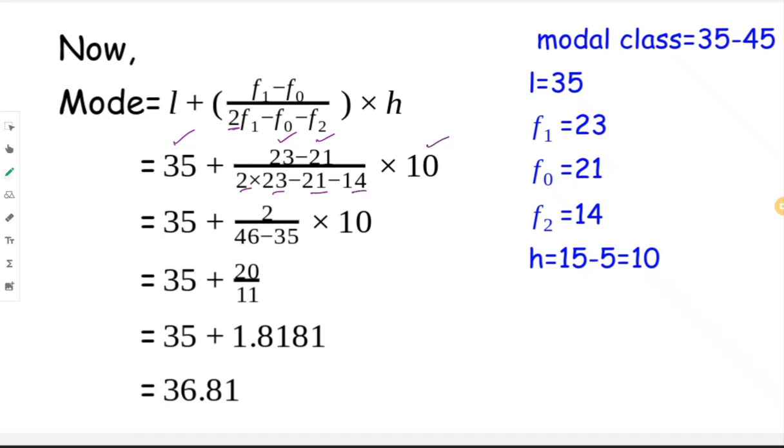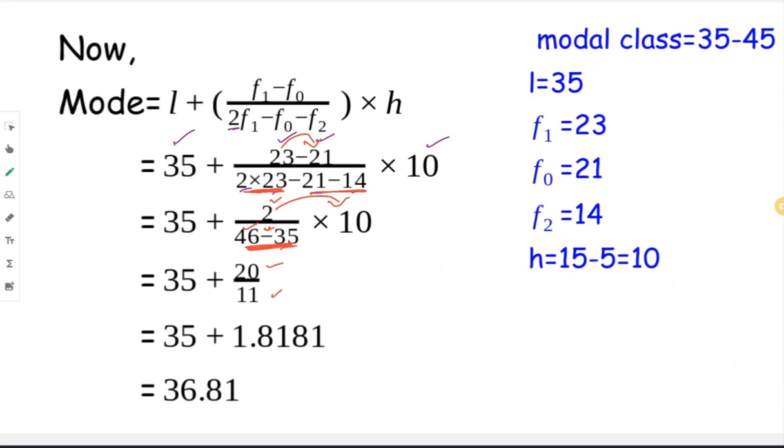Once you are done with that, 23 minus 21, I'll get 2. Then 2 into 23, if you multiply, you'll get 46. Then both are minus, minus 21 minus 14, so you have to add them, but my sign will be minus, so you'll get minus 35, and then 10 will remain the same. If you're done with that, multiply again. 2 tens are 20, and then if you subtract these two, 46 minus 35, you get 11.